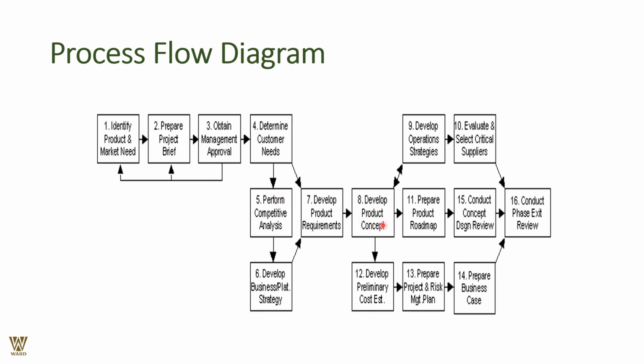Similarly, for developing the product concept, we can go to step number 9 or step number 12. From step number 8 to 9, it can be developing operational strategies, evaluating and conducting. Or from step number 8, we can start developing the preliminary cost estimate, prepare the project risk and management plan, prepare the business case, and come to step number 16. Or another way is to prepare a periodic roadmap and conduct the concepts, and that is all about it. So please understand, the process flow diagram gives you an eye opener on which route to follow altogether.